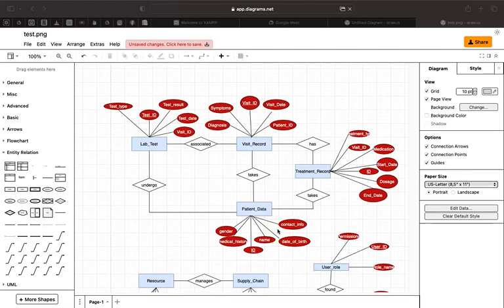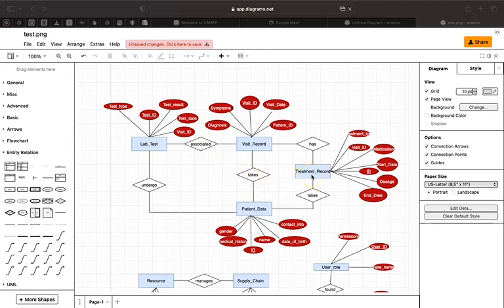So the relationship between patient data is the patient takes the visits. The relationship between the laboratory test and the patient is that the patient undergoes a laboratory test. The relationship between laboratory test and visit record is that a visit is associated with a laboratory test. You have to visit to be tested.